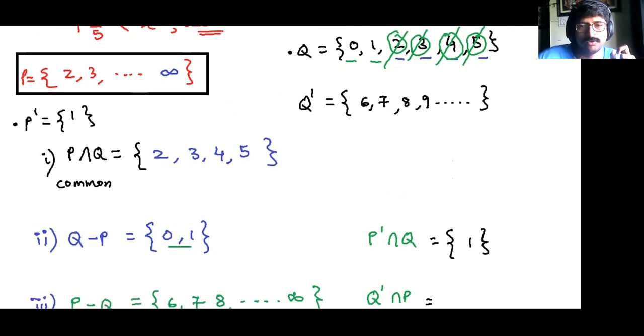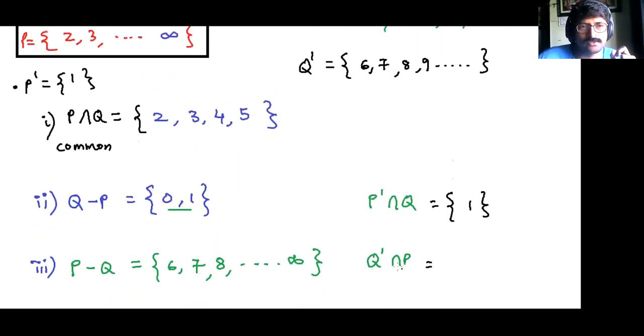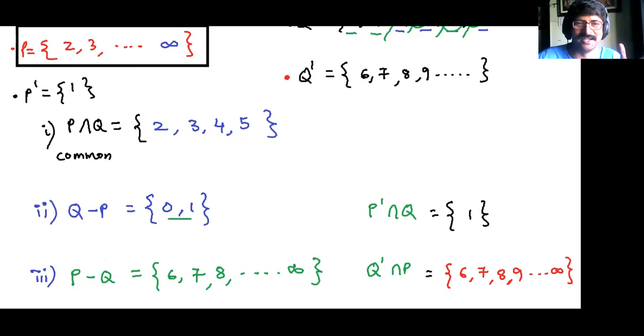And what is Q complement intersection P? What is the common part between these two? Q complement is this, and P is this. So what is the common part between them? Did you notice the common part between P and Q complement is all the numbers 6 to infinity? 6, 7, 8, 9, and till infinity. Some people are saying it's not at all clear. No problem, I'll take one second.